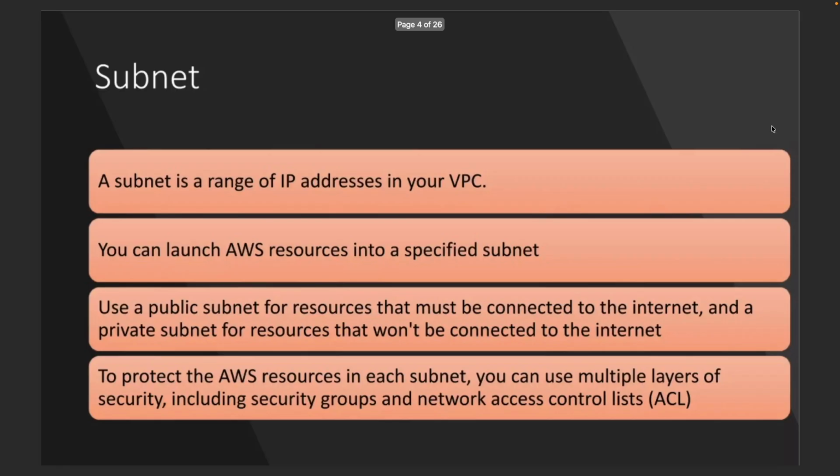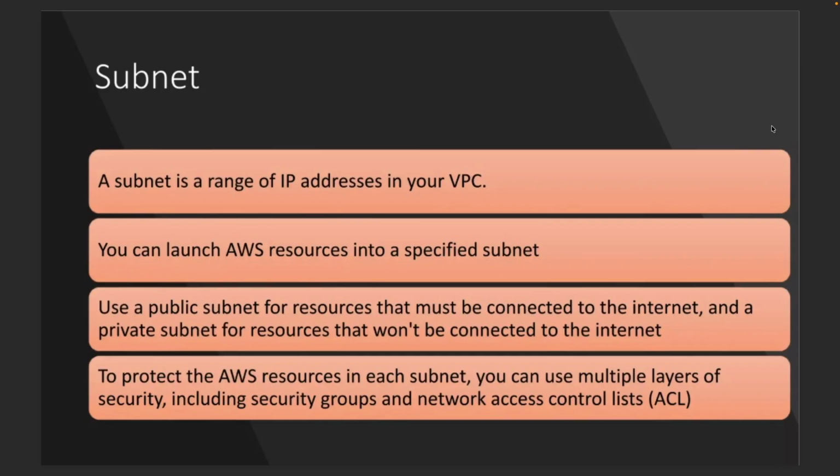Okay, so let's talk about subnets. A subnet is simply a range of IP addresses within your VPC. You can launch AWS resources into a specific subnet, which gives you organizational control over your network. Here's how you can use subnets effectively. Use a public subnet for resources that must be connected to the internet, like web servers and load balancers. Next, use a private subnet for resources that wouldn't be connected to the internet, something like a database or an application server that is only used for internal communication.